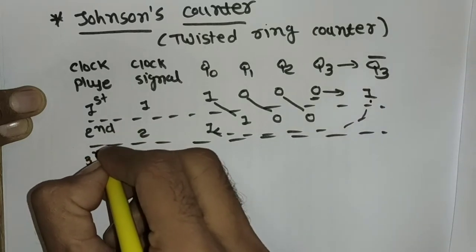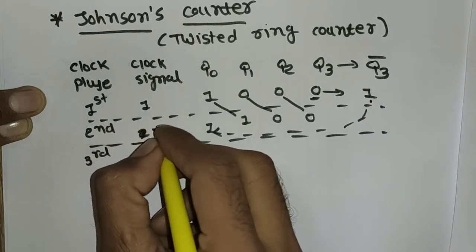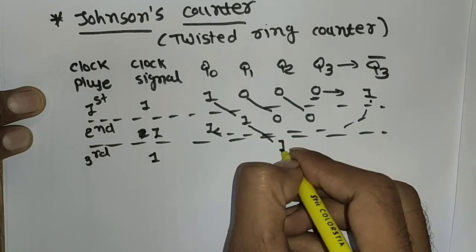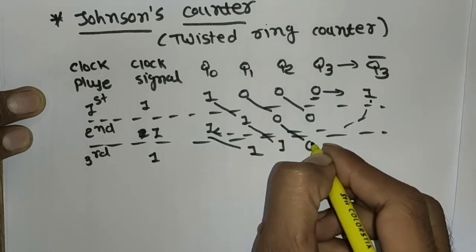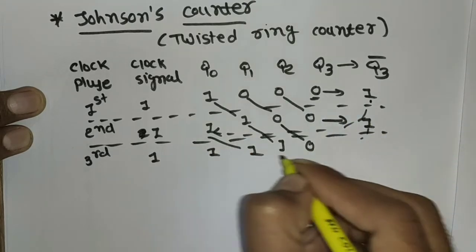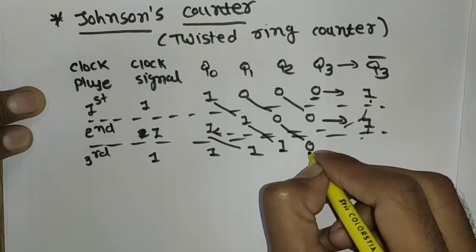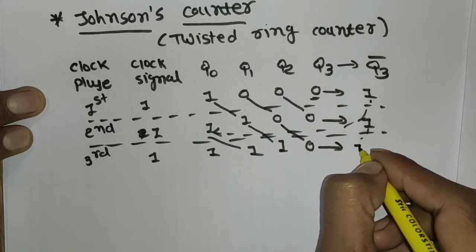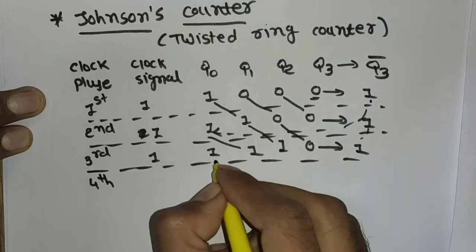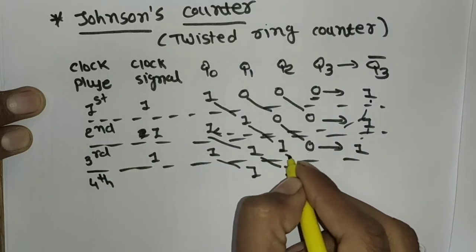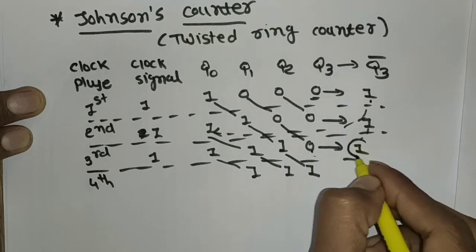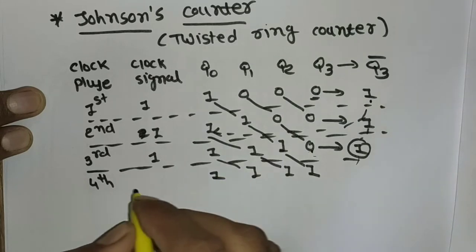And now third clock pulse, again clock signal is 1, that 1 is shifted to here, that 1 is shifted to here, that 0 is shifted to here, and this 0, the complement of 0 is again 1, that can be shifted to here, right? And this 0, the complement of 0 is 1. Now next fourth clock pulse, that 1 is here, that 1 is here, that 1 is here, and that 0, complement of 0 is 1, and 1 is shifted to here, right?